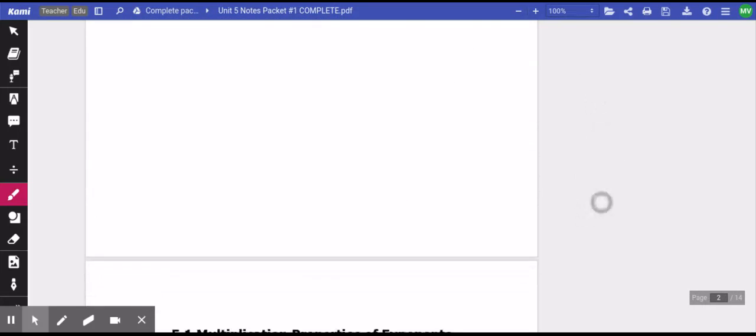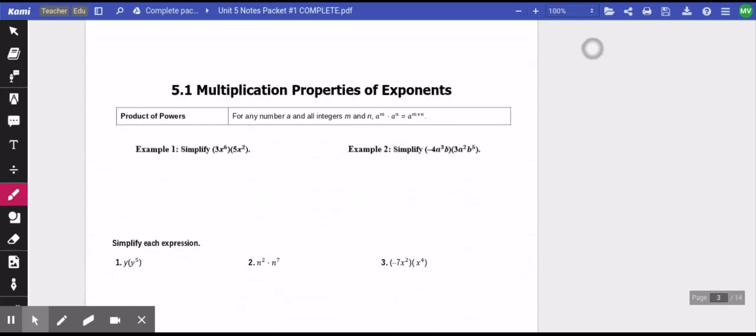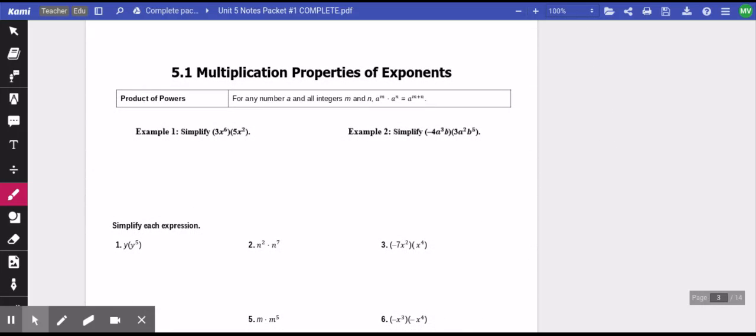So let's scroll down here. Remember, while you're taking notes, you should always be completing the examples and filling out your note packets. I will be collecting it. Also, indicate for yourself anything you want to ask me about.